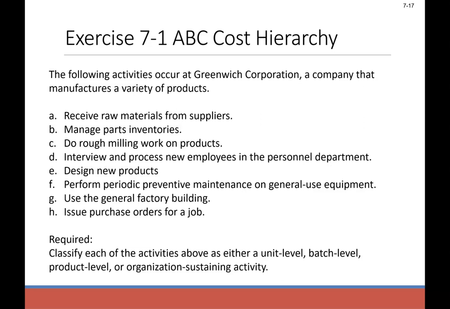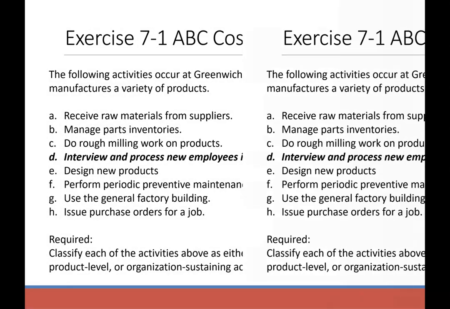Here we look at various activities of a company, Greenwich Corporation. It manufactures a variety of products. Classify each of the activities above as either a unit level, batch level, product level, or organization sustaining activity. So in this case, when we receive raw materials from suppliers, that is what we're going to call a batch level activity. Managing parts inventory is going to be at a product level. Doing milling work on products, we're going to show that at a unit level.